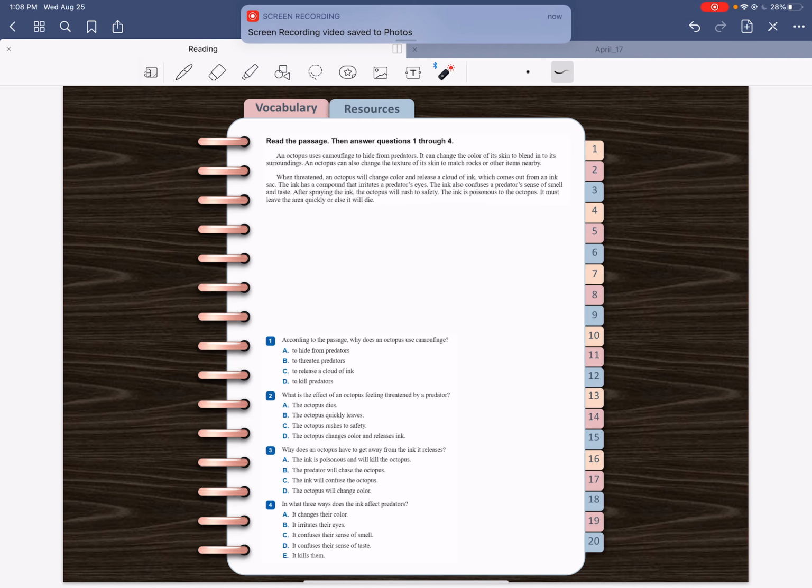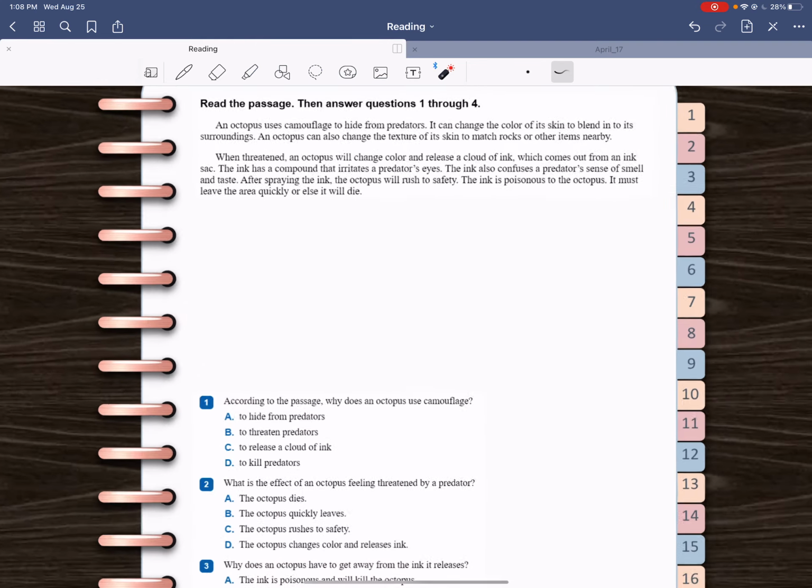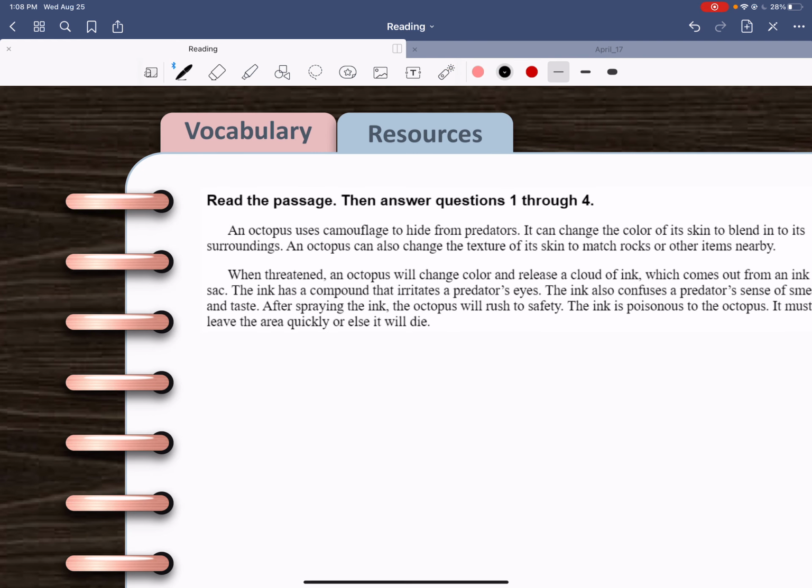I was mistaken in the last clip. I forgot about this passage about octopus, or octopi, if you're talking about the plural. I am on page 15, but this is the top of page 15. It says to read the passage, then answer questions 1 through 4.